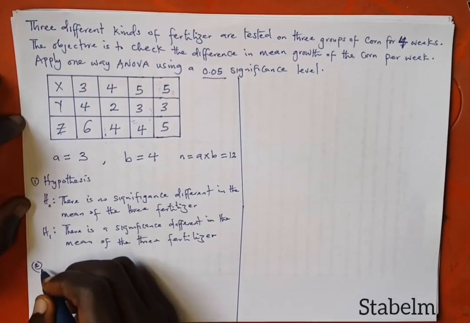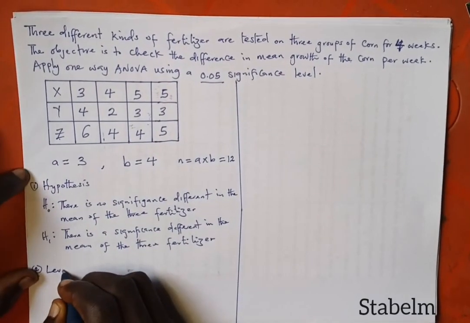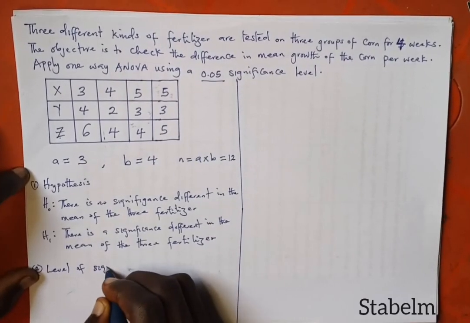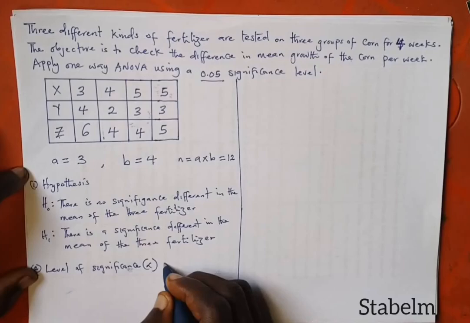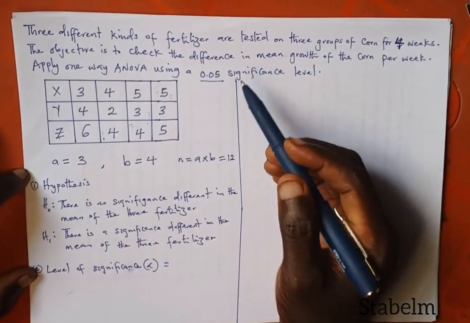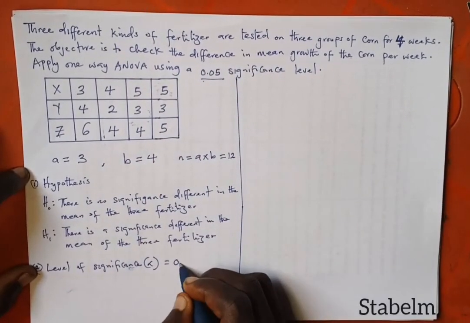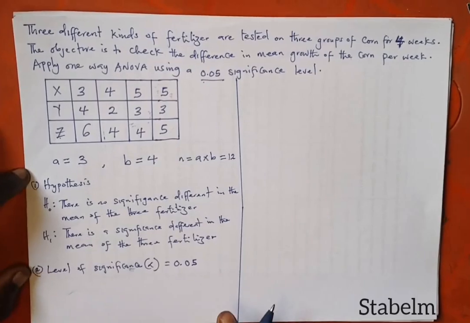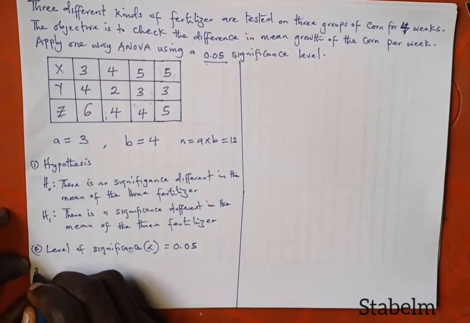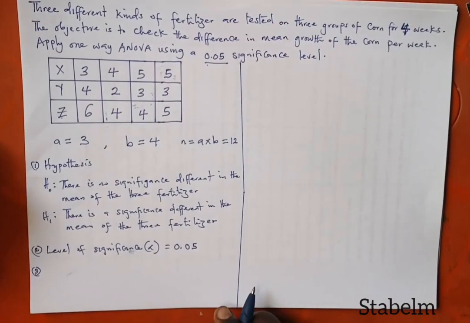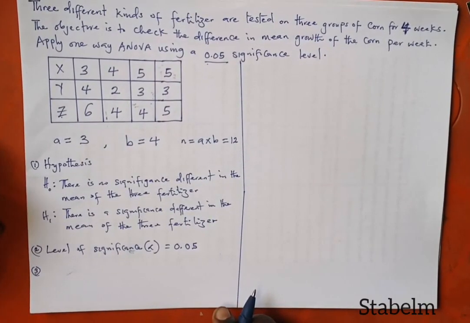Then 2, level of significance. Let's say alpha, level of significance. According to this question, we are told to use 0.05. So we have 0.05 level of significance. Then step 3, what do we do? Then we go into calculation proper.